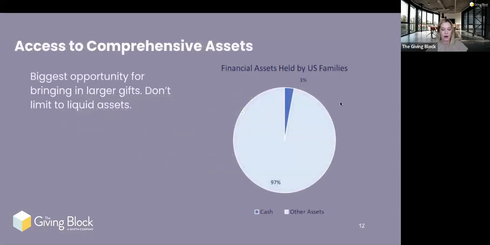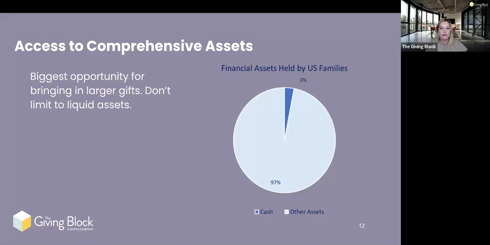So, access to comprehensive assets. This is a very compelling pie graph that shows where families are storing their wealth. This is truly the biggest opportunity for your larger gifts. In my experience, all major gifts have come in by way of stock or other non-cash assets. So don't limit yourself just to those liquid assets. You're going to be missing out on a huge market cap, as you can see here.